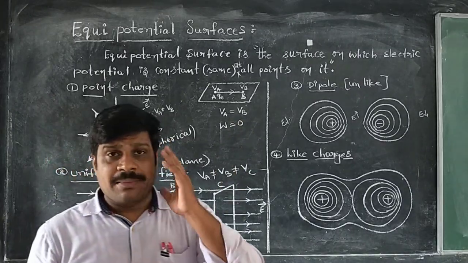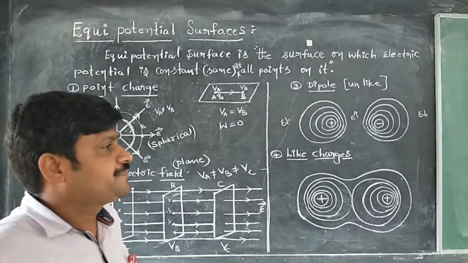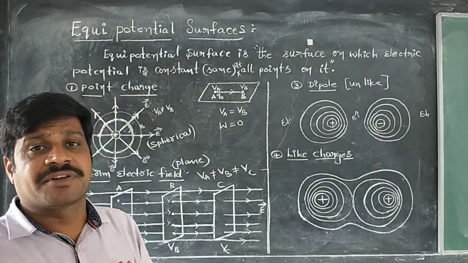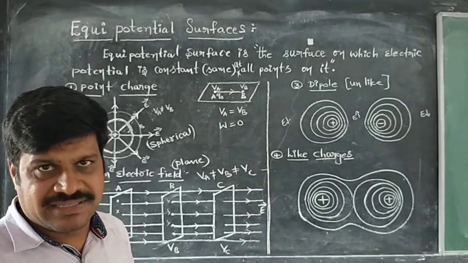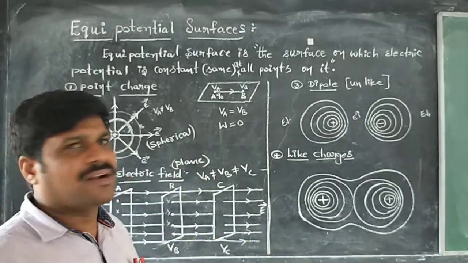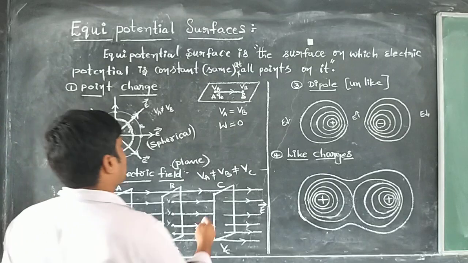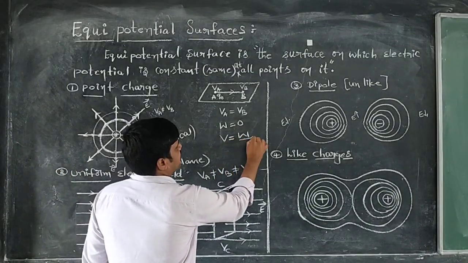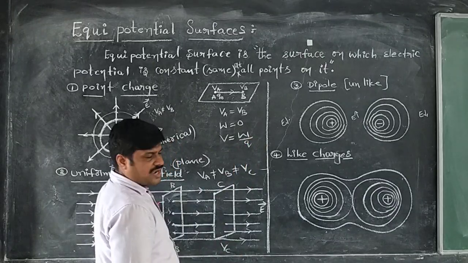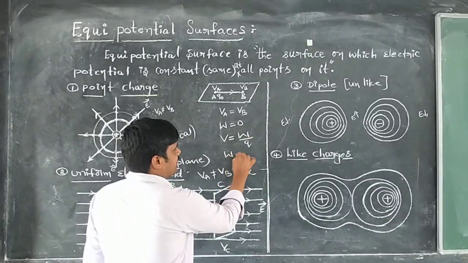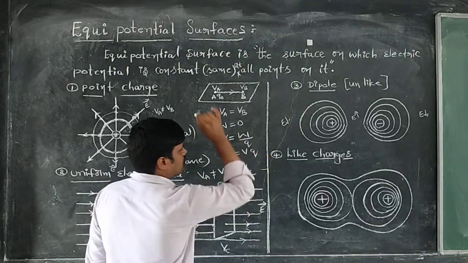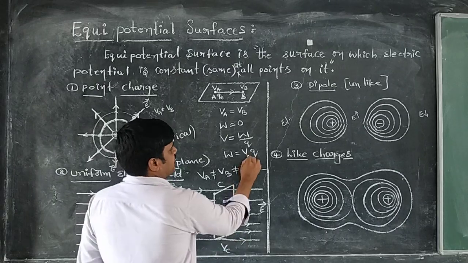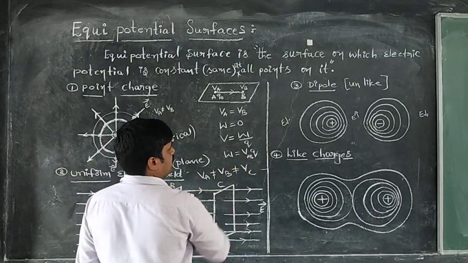That means they may ask the question: what is the value of work done in moving the unit positive charge on an equipotential surface from one place to another place? Like that they may ask the question. So work done is 0. Sir, why is the work done 0? Okay, from the definition of potential we have, potential equals work per charge. Now from this, work is equal to potential into charge. Here potential means potential difference, in order to move the charge from one place to another place.